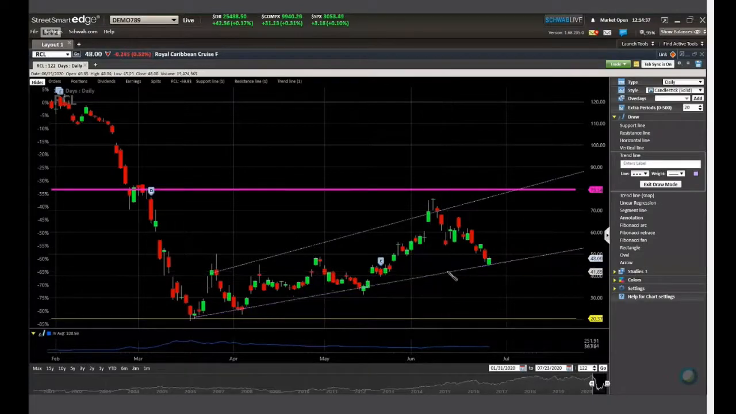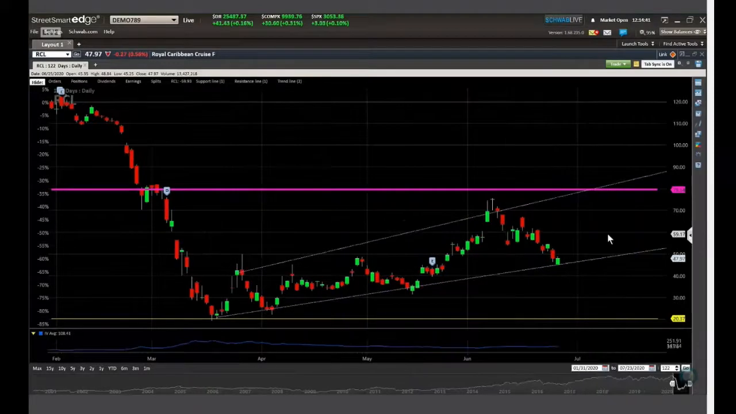All right, so look at this. This is a little bit more of a range bound upward sloping range.